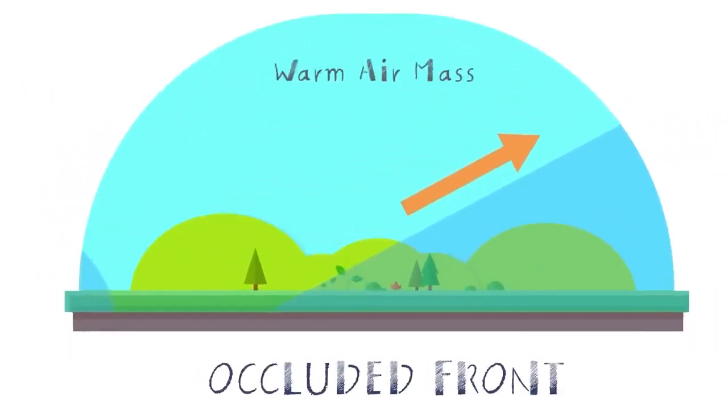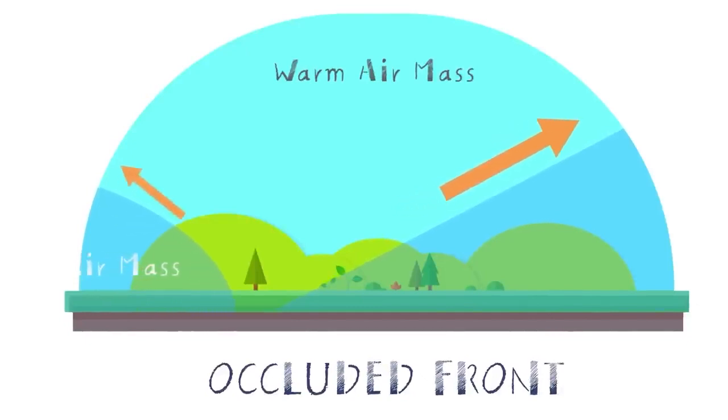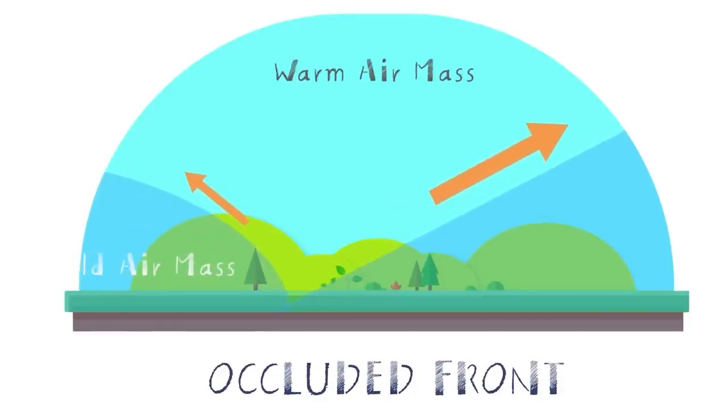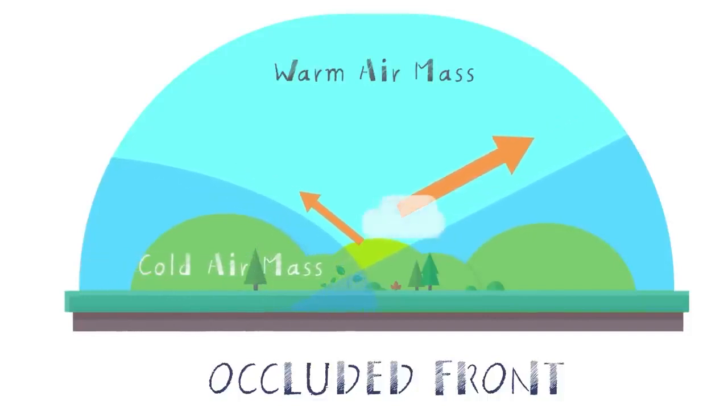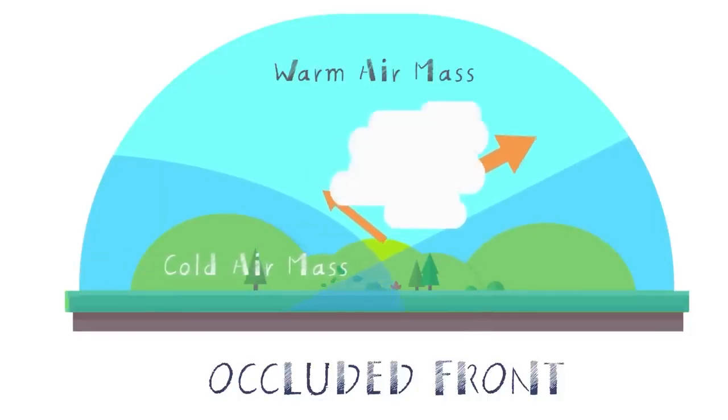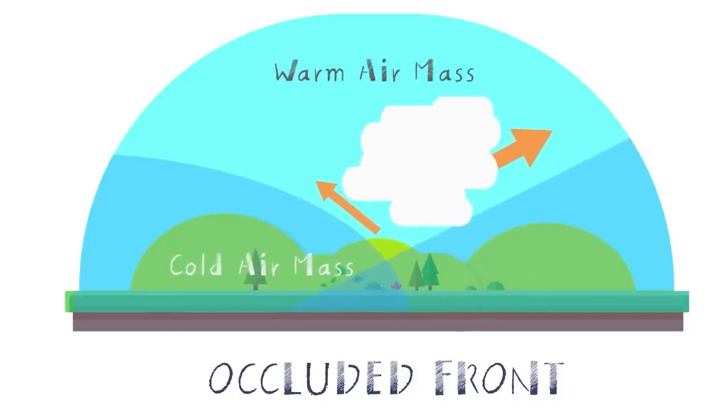Cold fronts move quickly, while warm fronts move slowly. When a cold front and a warm front are moving in the same direction, the faster cold front catches up to the warm front, and a new front forms where the 2 fronts overlap. This is called an occluded front.